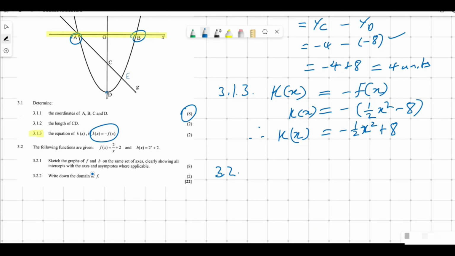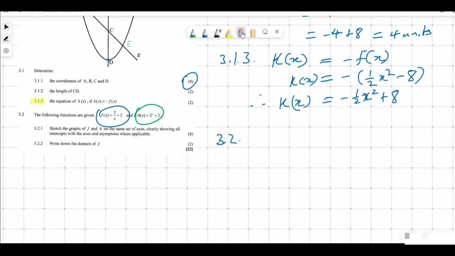3.2. Let's see. The following functions are given. What we see here is that we have a hyperbola and the exponential. Can you see that? Yeah. So I believe these are the simplest equations, especially in grade 10. Especially if you remember the notes that I gave you, let's see what they're saying there.